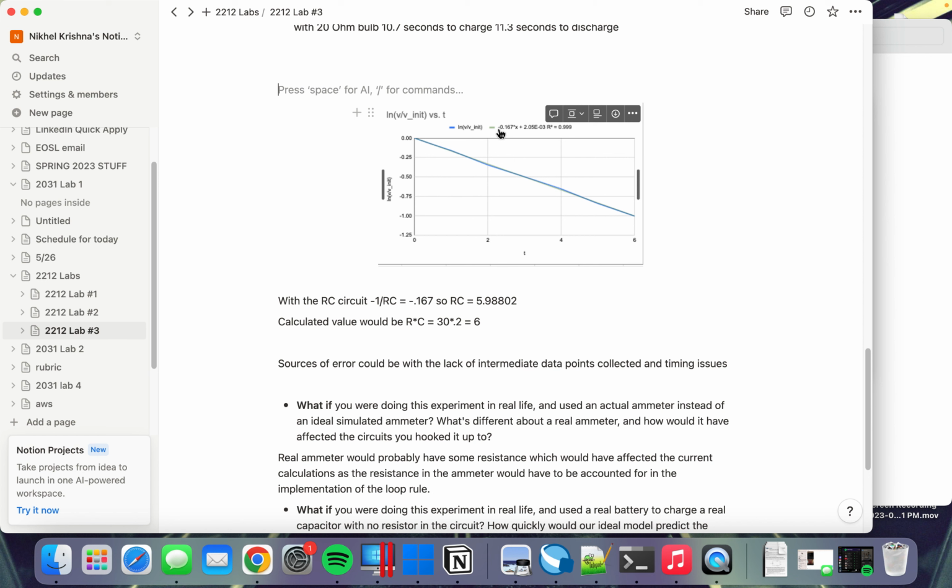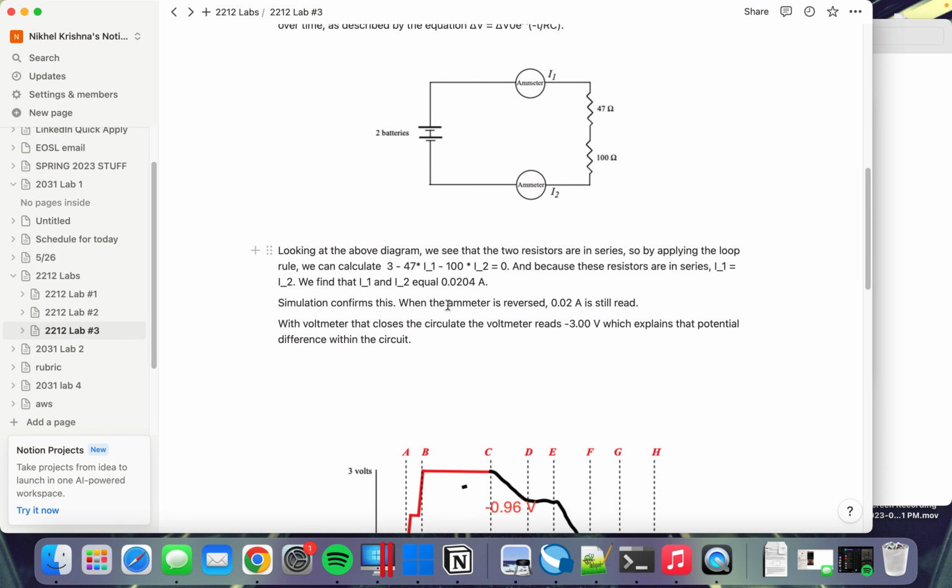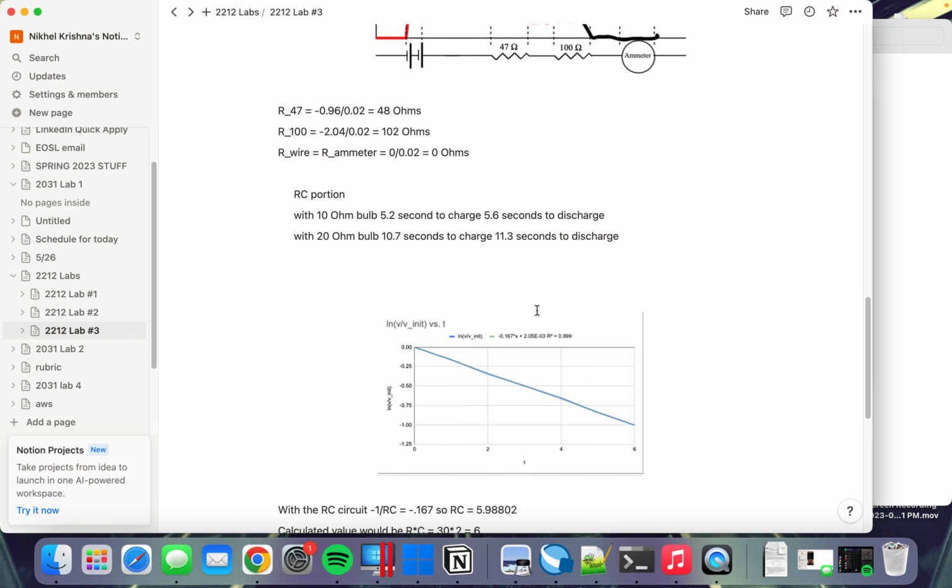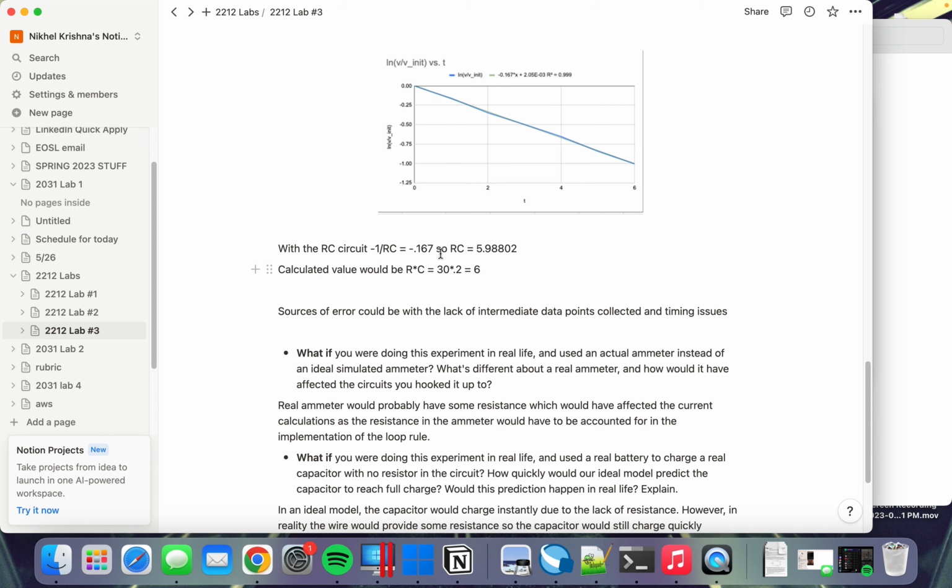and our slope of the line is -0.167, and we know with manipulation of our original equation up here that the slope is going to equal -1 over RC, so we get an RC value of 5.98802. And the calculated value of RC is going to be 30 times 0.2, because this is the resistance of the bulb and this is the farad value of the capacitor, and these are very similar.